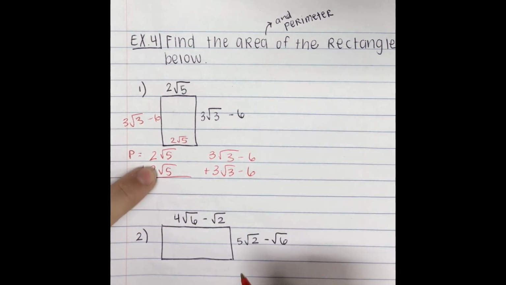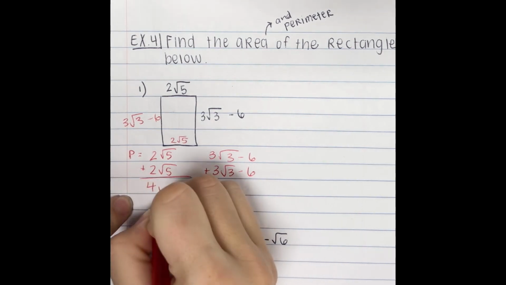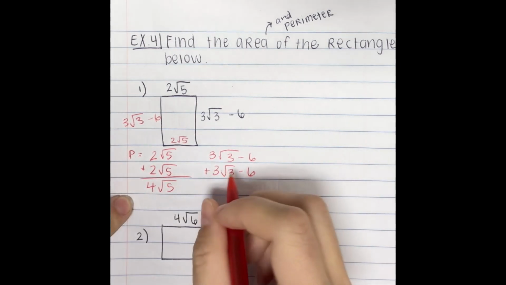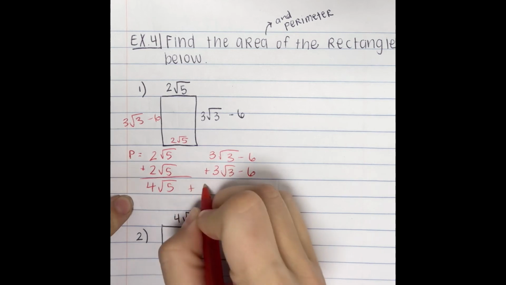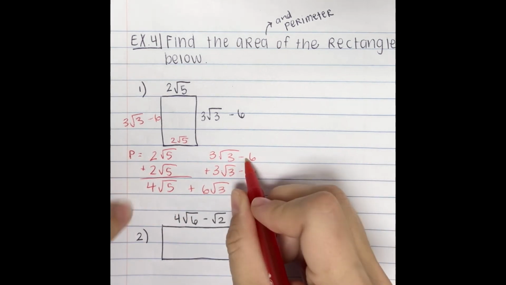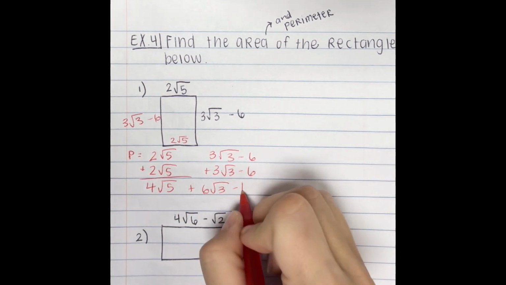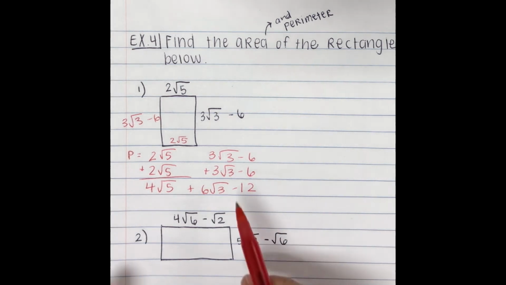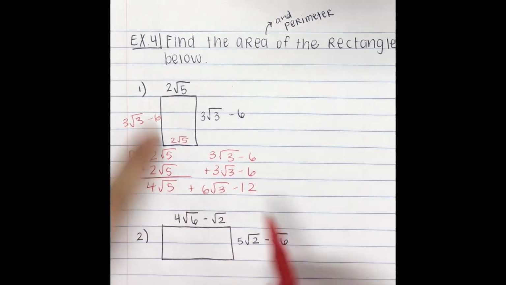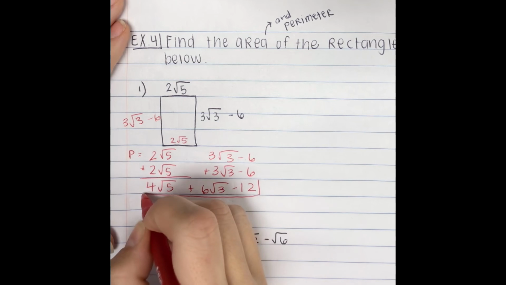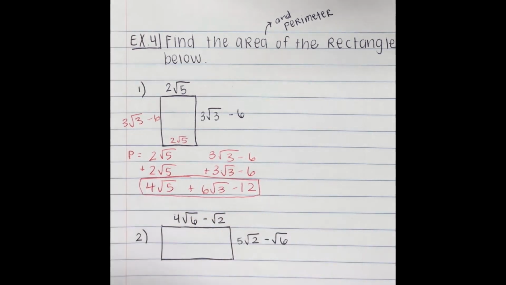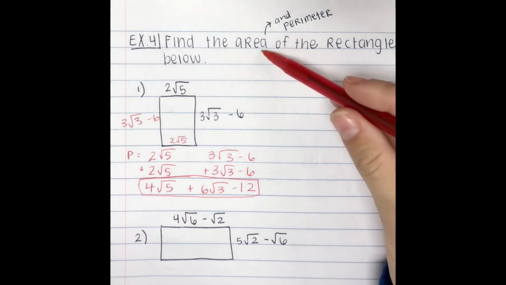So 2 plus 2 gives us 4 square root of 5. And then 3 plus 3 gives us plus 6 square root of 3. And then negative 6 minus 6 is a negative 12. Okay, we can't simplify square root of 5 or square root of 3. So this would be my simplified answer. Okay, that's our perimeter. Now we're going to look at area.